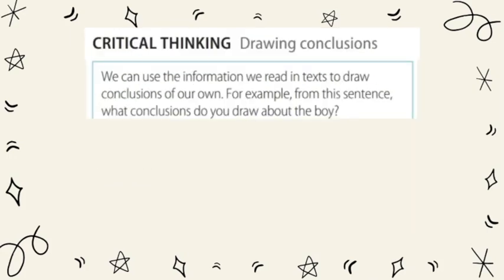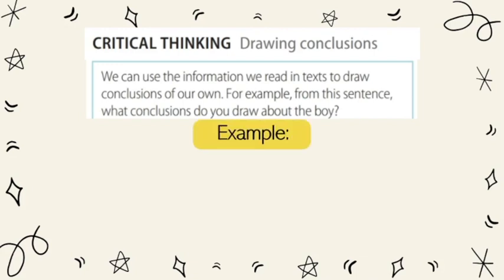Drawing conclusions. Now, this is something very important that you have to learn from your reading exercises. It's going to be very useful in exams, both in Spanish and in English, to be honest. And the box says, we can use information we read in text to draw conclusions of our own. For example, from this sentence, what conclusions do you draw about the boy? Remember, to draw conclusions is to think of what you think happened, what you think is the truth, what you get at the end, right?